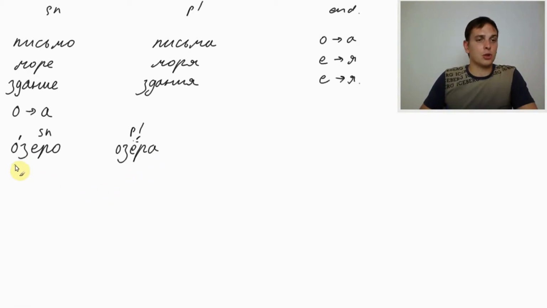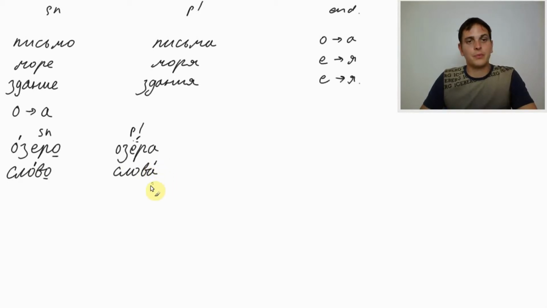Слово is word. And the plural of слово, again, we need to replace o with a. Слова. Emphasis in слово falls on o. Emphasis in слова falls on a. Can you learn it? No. Emphases, we will learn them at some point.